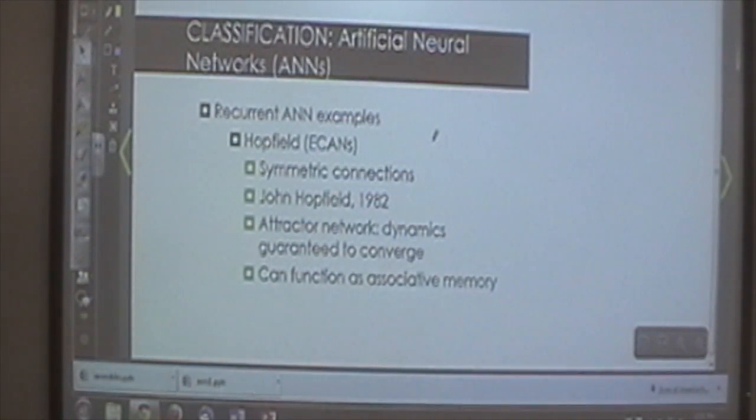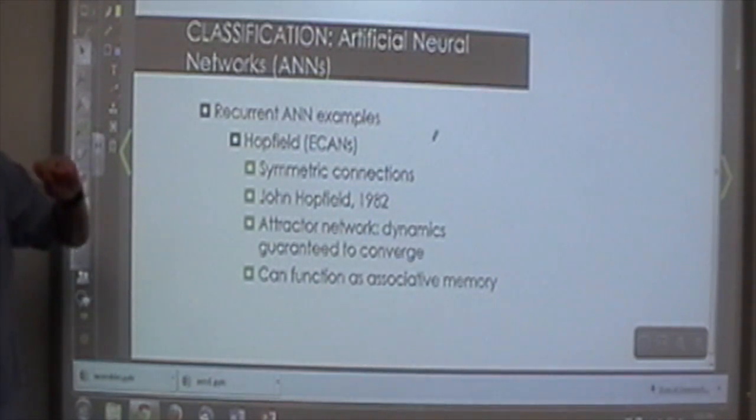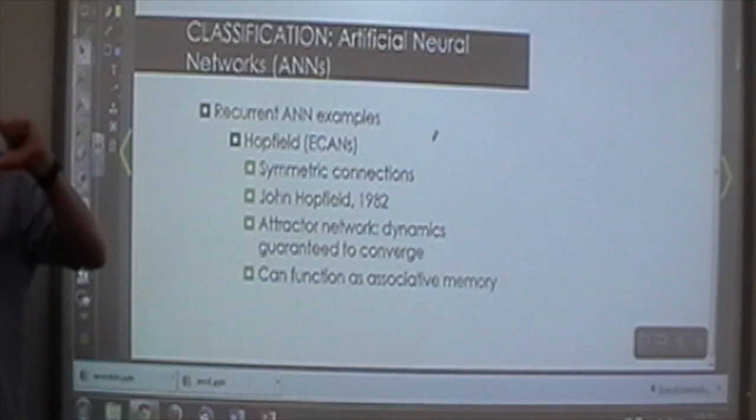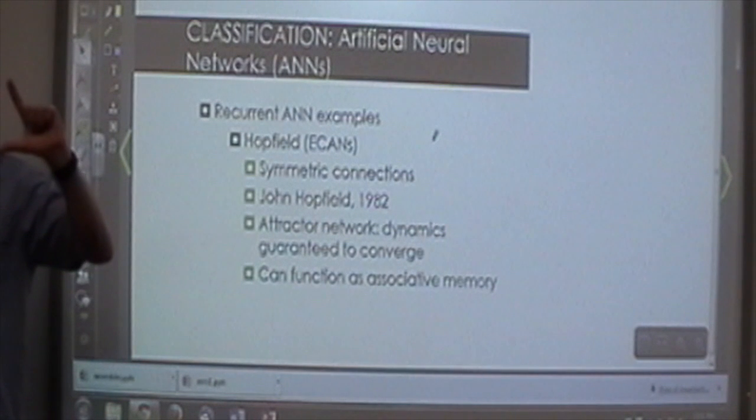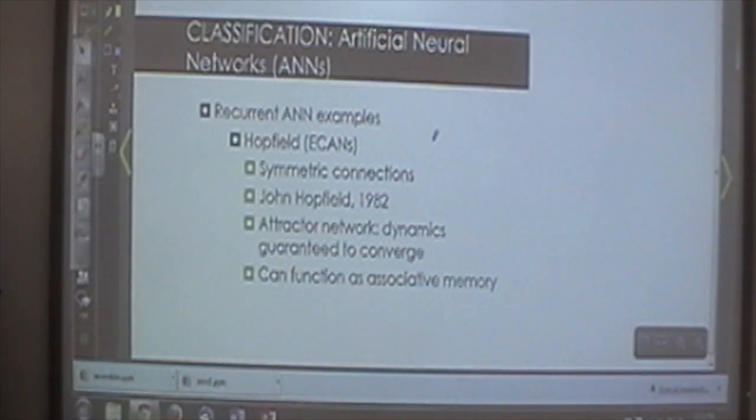One of the other nice things about Hopfield networks is that they can also serve as an associative memory and store those shapes. And then anything nearby will converge to those.